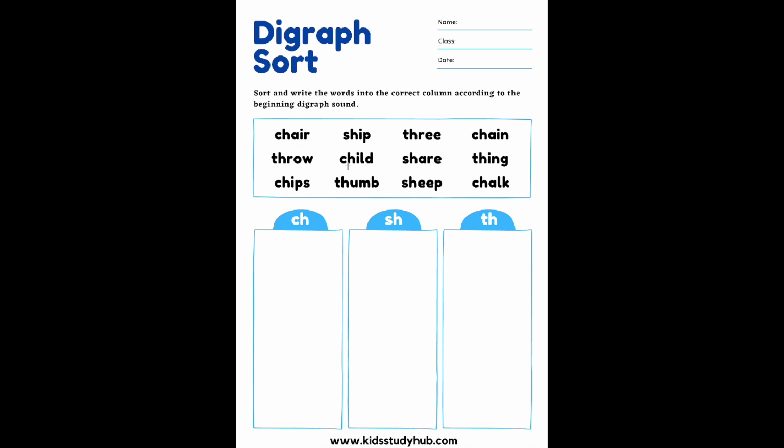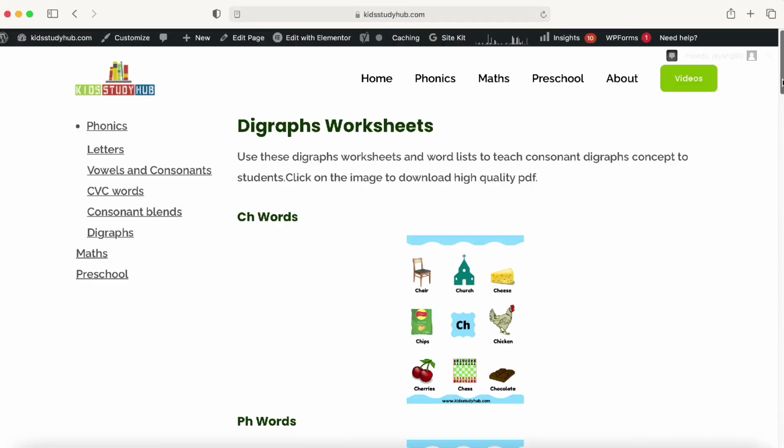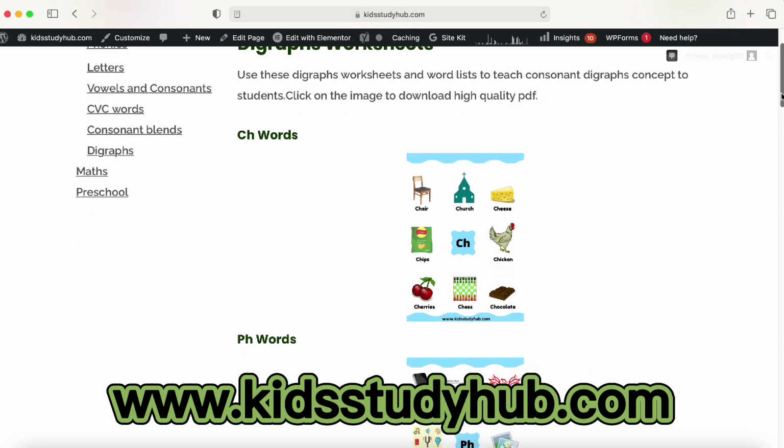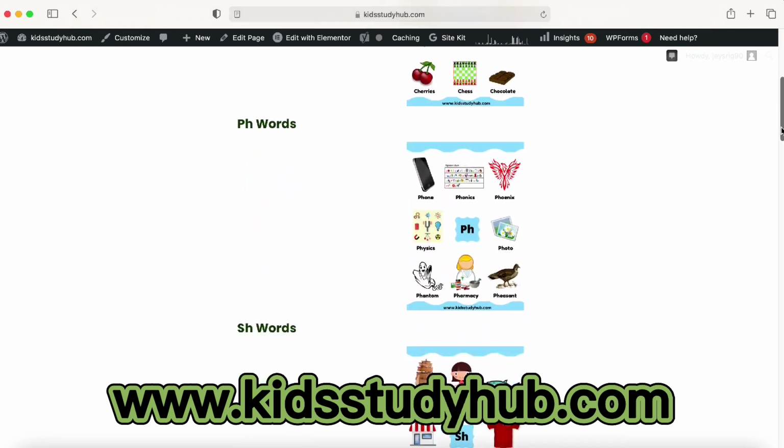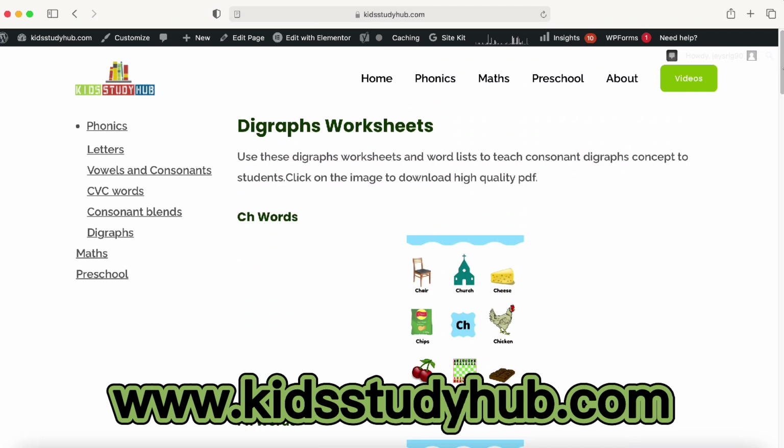Here, sort and write the words in the right column according to the beginning digraph sound. So chair, child, chips, chalk have to be written under the column ch. Ship, sheep, share have to be written under the column sh. And thumb, throw, tree, thing have to be written in the last column, th.